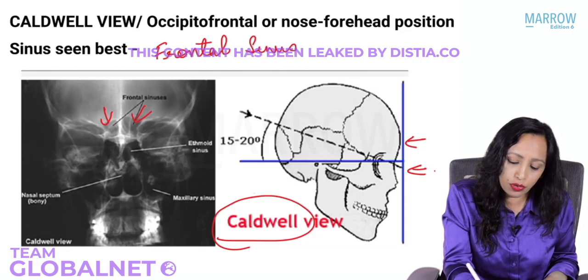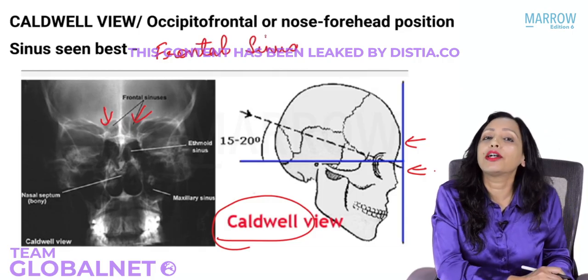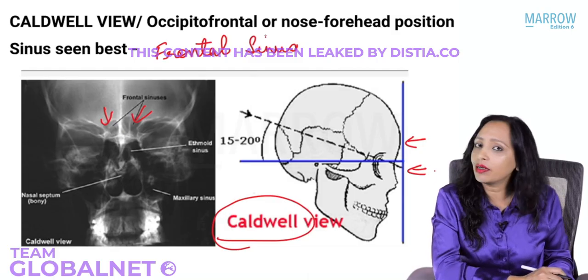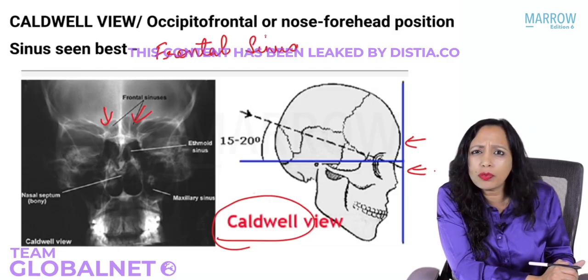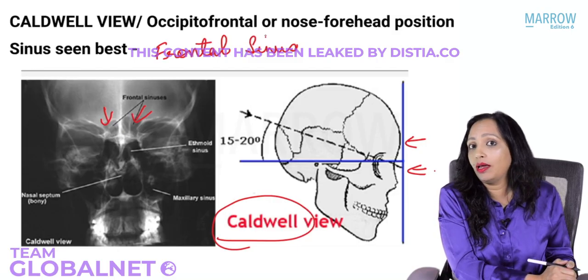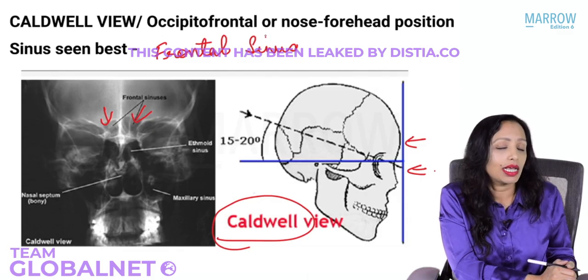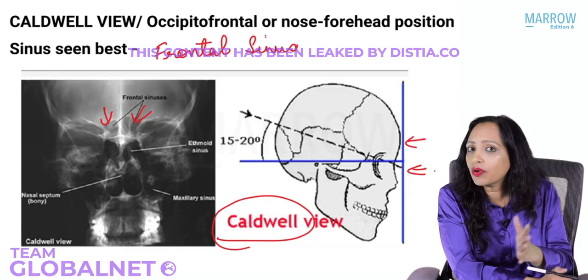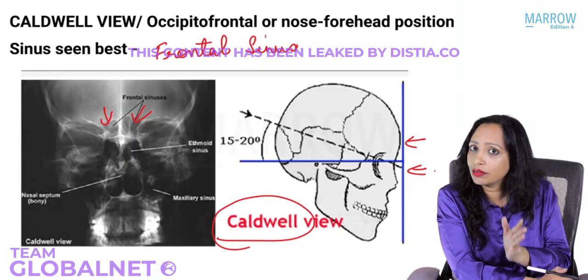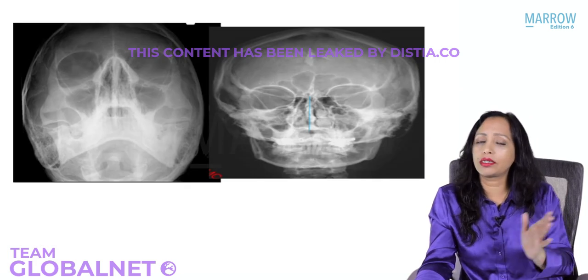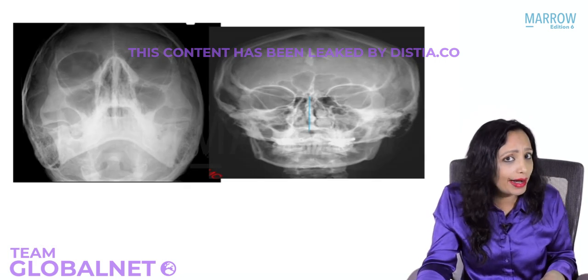So this used to be the X-ray done whenever frontal sinusitis was suspected. Frontal sinusitis suspected means what would be the history? What will be the headache? Mainly it will be in the morning, early morning headache or office headache. When the patient complained of that, to rule out a frontal sinusitis, this view was done.